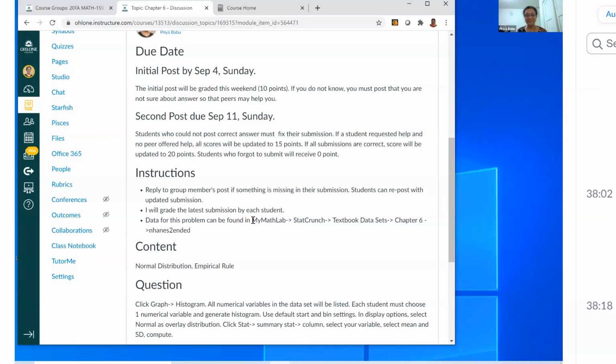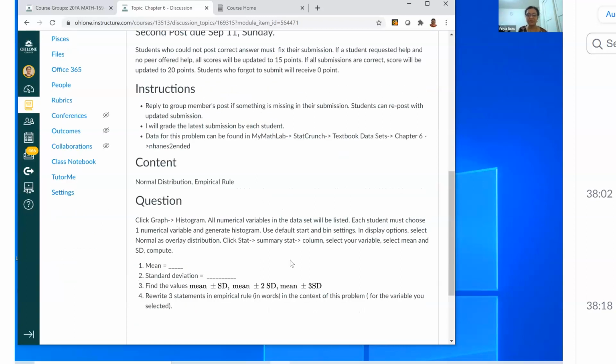I will open this up. You're going to open this data set. There is a big data set there, and you're going to work with one numerical variable. Students should not repeat a variable. There is a histogram to be generated. There is a normal curve. I will do a sample of this now.